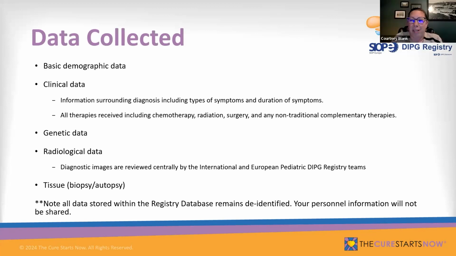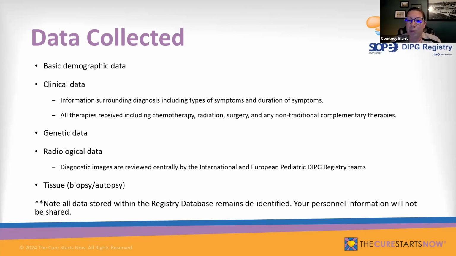Hi, I'm Courtney Blank. Like Keith said, I oversee the operations team for the DIPG registry at Cincinnati Children's. So what we're looking to collect is just basic demographic data, any clinical data surrounding your diagnosis, including types of symptoms, duration of symptoms, anything that you're telling your doctor about when you first present with the diagnosis, all the different therapies you've received, including chemotherapy, radiation, surgeries, and even any non-traditional complementary therapies.